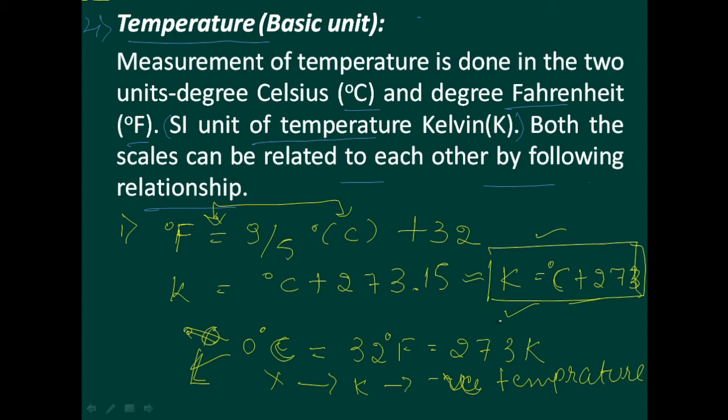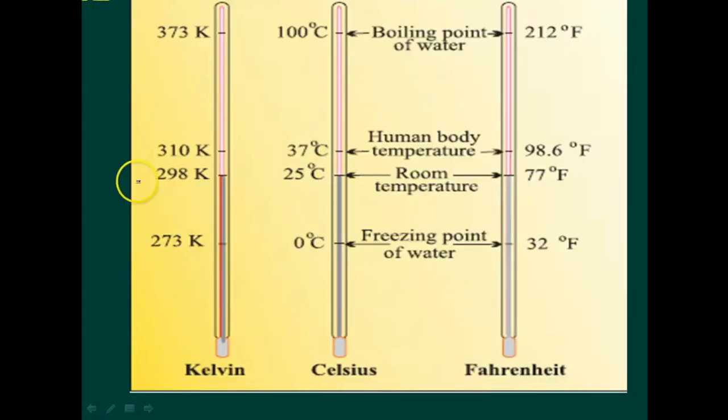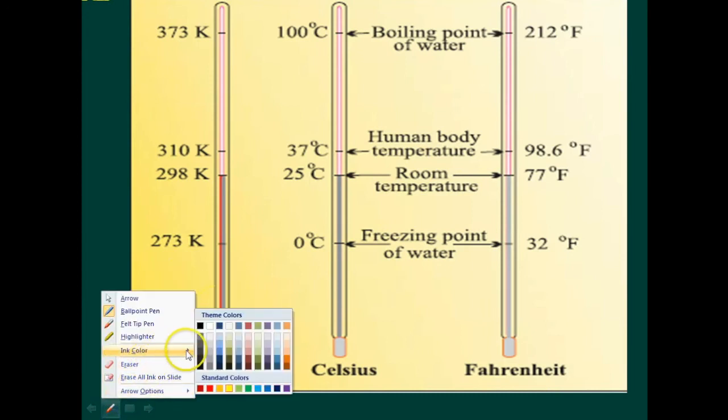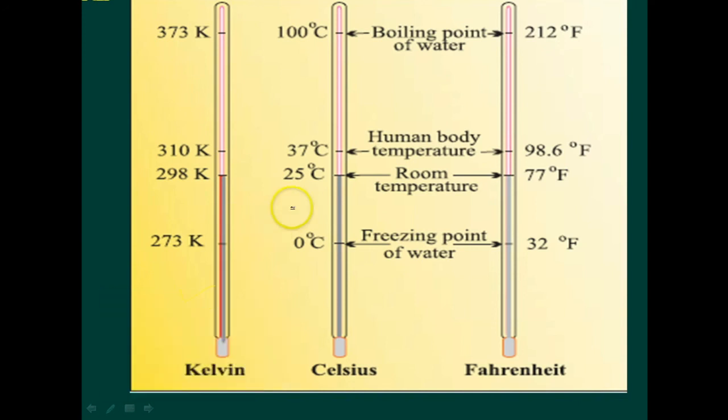Next topic. Before going to that, this is the Kelvin, Celsius and Fahrenheit. Kelvin: 273, 298, 310, 373 Kelvin, this is the SI unit. Celsius: 0 degree Celsius, 25 degree, 37 degree Celsius. The freezing point of water is 0 degree Celsius, which is 32 degree Fahrenheit.